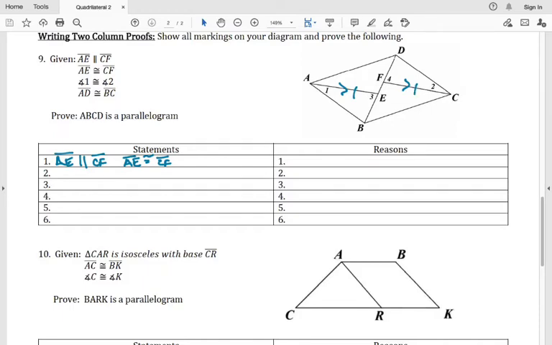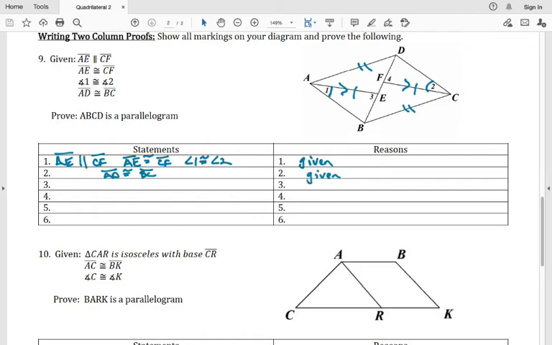I also know angle 1 is congruent to angle 2. So angle 1 is congruent to angle 2. And then I've run out of room, so I'm going to mark on the next one. Segment AD is congruent to segment BC. So AD is congruent to segment BC. So these were all given to me.